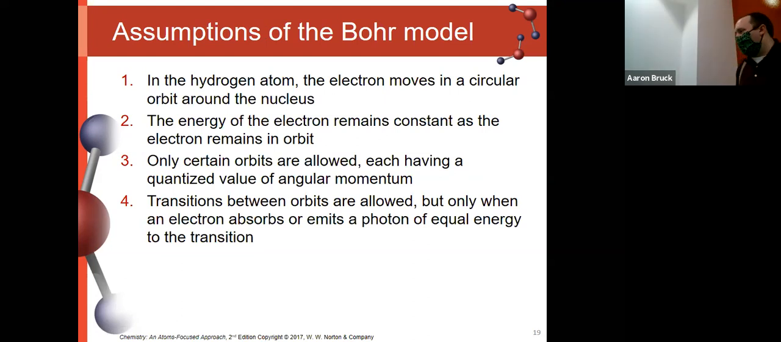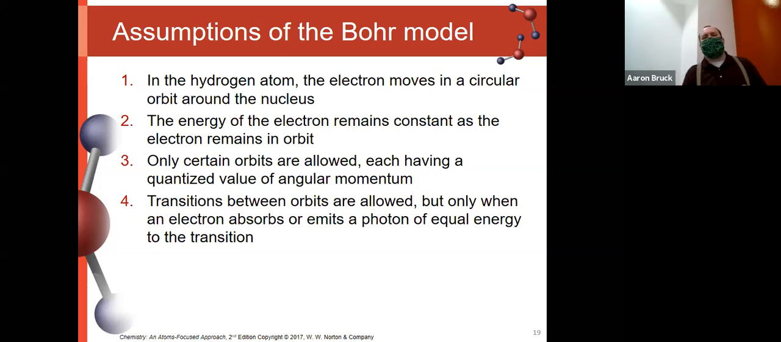Now, the Bohr model was constructed originally as a very limited model. It was meant to describe what was happening in the hydrogen atom and why those equations worked the way that they did. The Bohr model started to get extrapolated to other kinds of ideas because of its utility. And that's also where we ran into some problems with it as well.